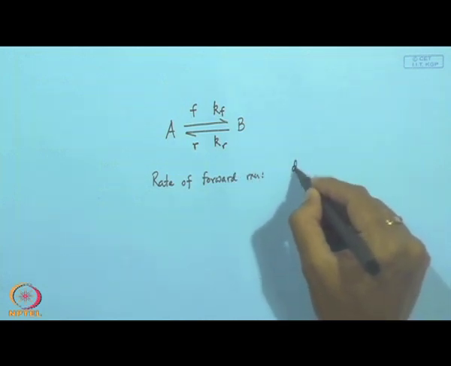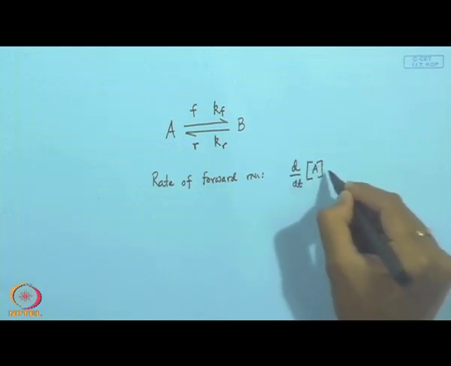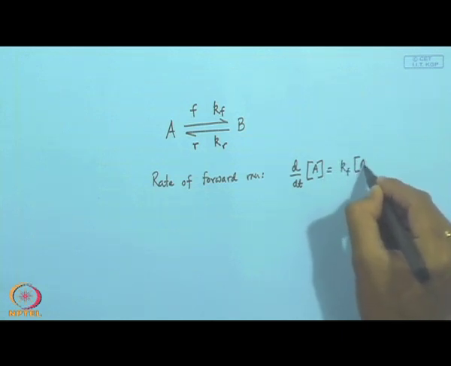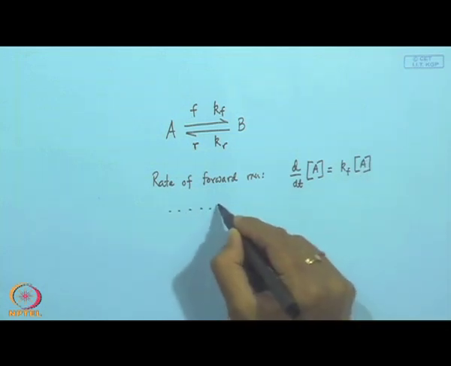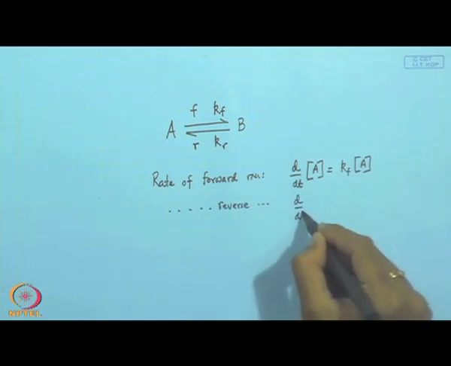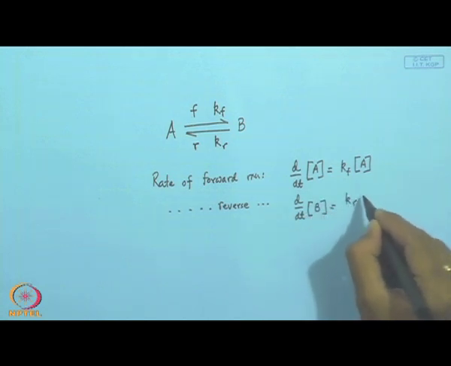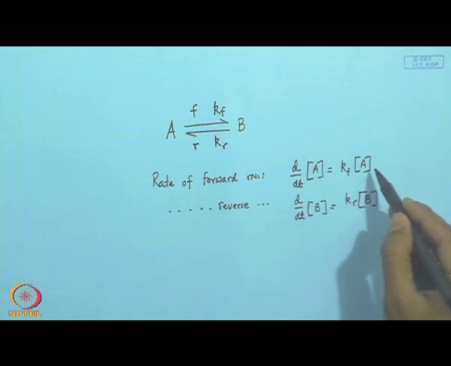can be written as d/dt of A is equal to Kf into A. In the same way, the rate of reverse reaction is d/dt of B is equal to Kr into B, since I already have told you that in both directions the kinetics is first order kinetics.